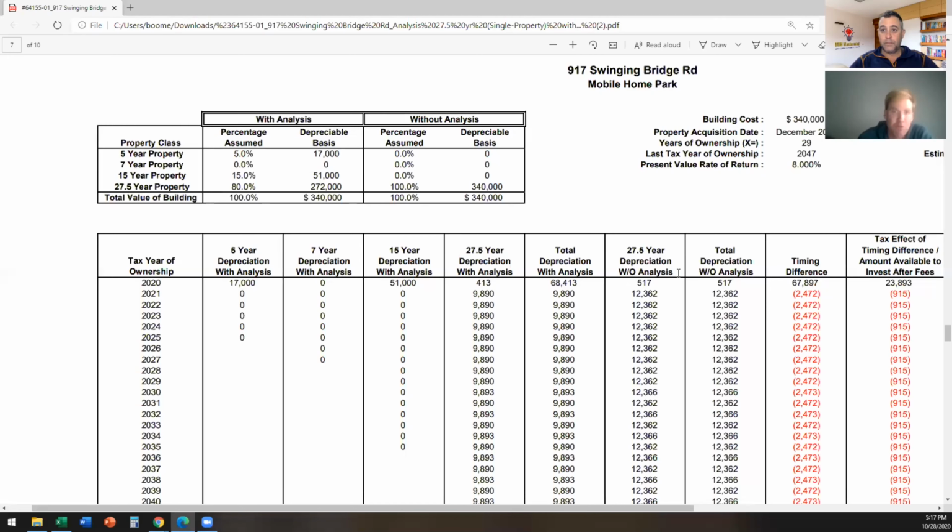Whenever we decide to move forward with this study collectively between me, you, and your CPA, we'll come up with a happy number for the land value. But this was just an estimate for the analysis purposes, but it's a conservative estimate. So it should be 340 or higher.